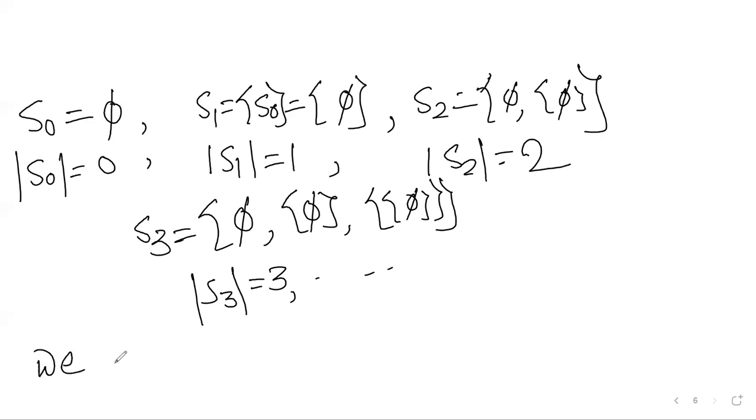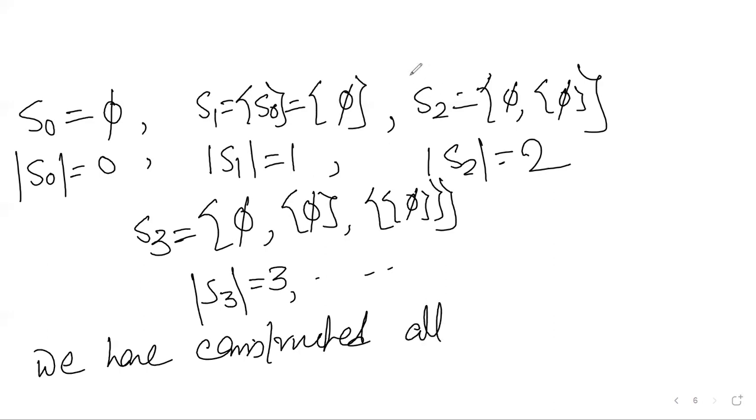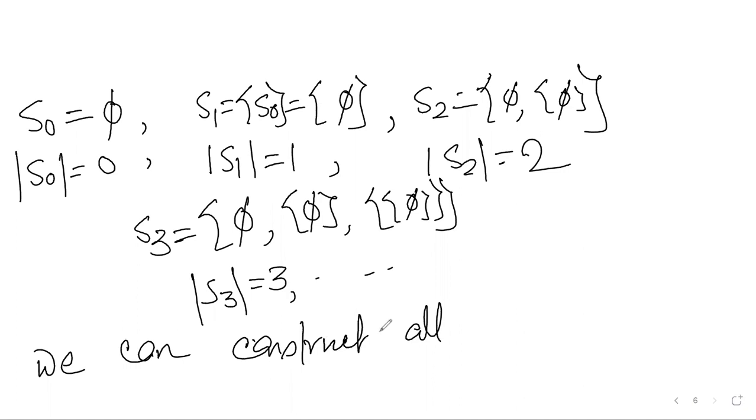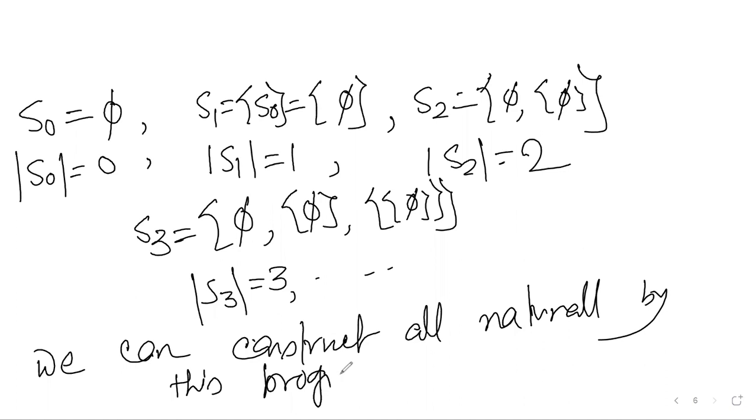We can construct all natural numbers by this process. Sorry, that is the right phrase to use here: we can construct all natural numbers by this process, right? Is everything fine now? I think it is fine.